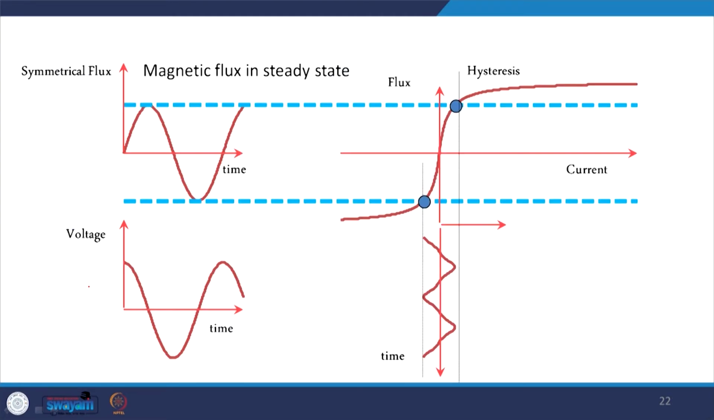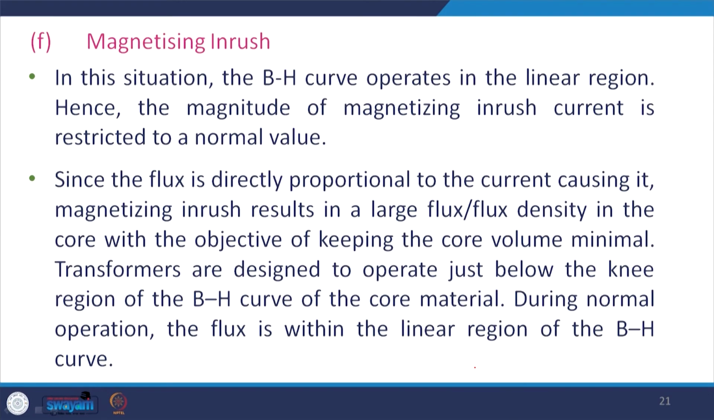To understand this, consider that this is the voltage waveform, and according to this the established flux is symmetrical in nature. You can see there is a symmetry in the positive and negative half. So, if I extend this point with the blue dotted line, you can see on the hysteresis curve these points are always in the linear region of the BH curve. If I further extend this blue point downward, you can see that the magnitude of the inrush current is normal, not very high.